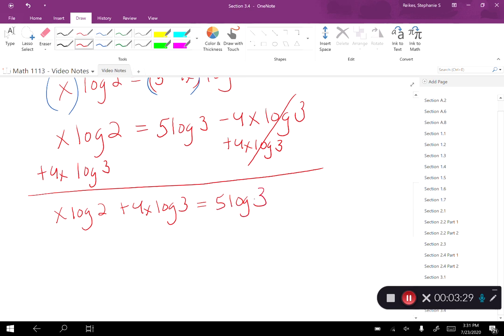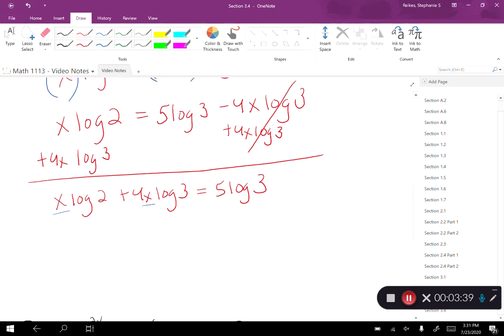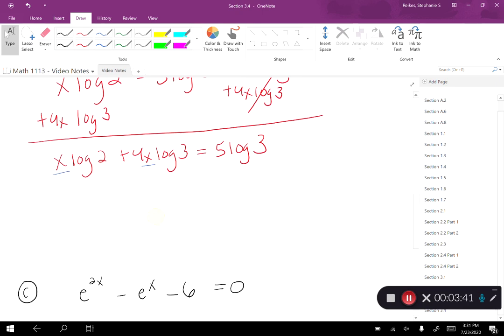Alright. Now again, I need to solve for x. Right now I have x in 2 different locations. So from writing x twice on my paper to writing it once on my paper, I need to factor out an x. So GCF, x times (log 2 plus 4 log 3).